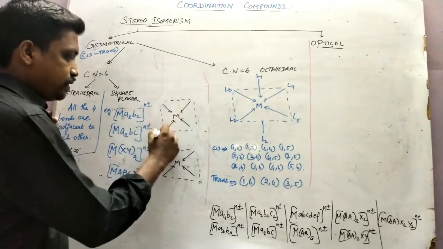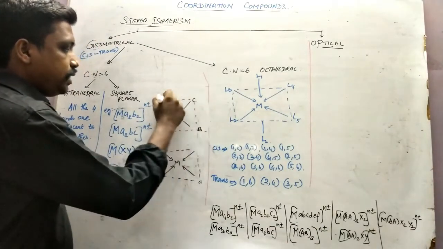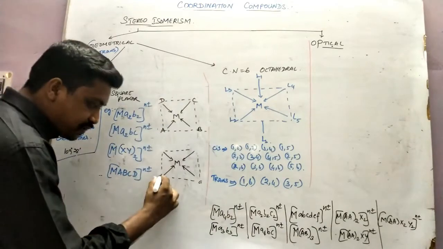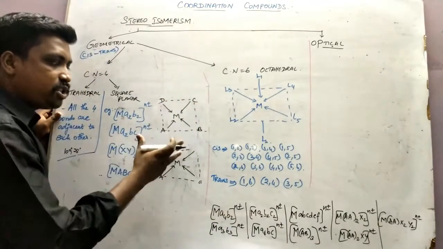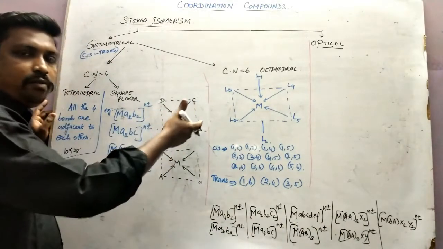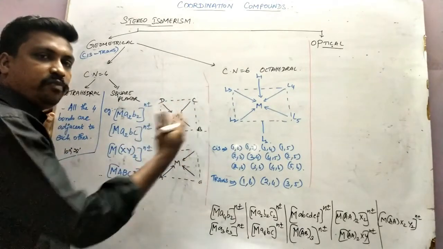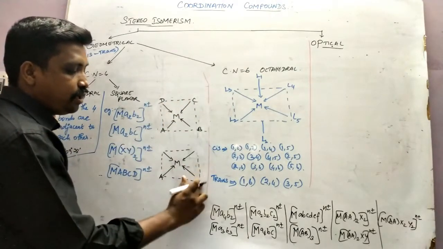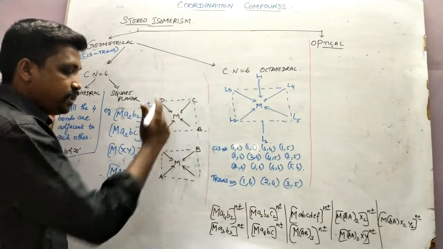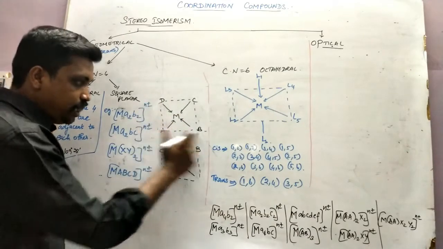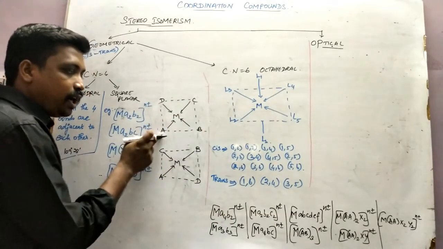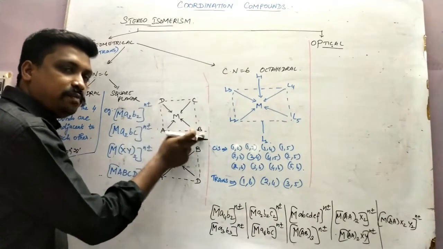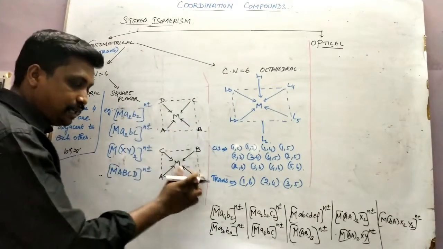Consider here A, B, C, D. Keep A constant and move the positions of B, C, D around by 90 degrees. From B, here it goes; C goes here and D comes here. So here adjacent to A are D and B. In the next structure, adjacent to A are C and D.